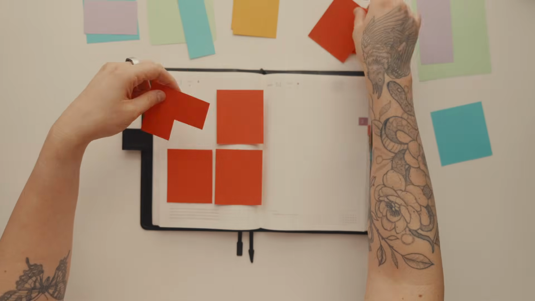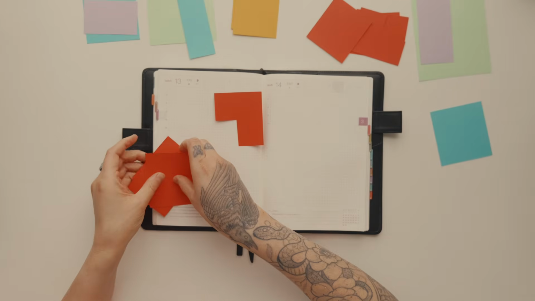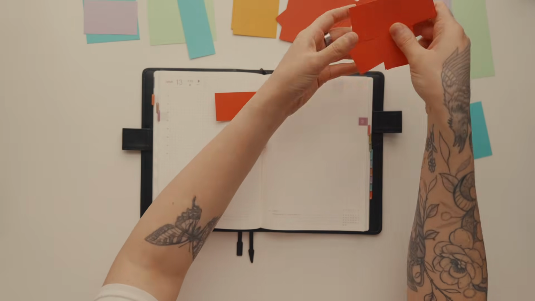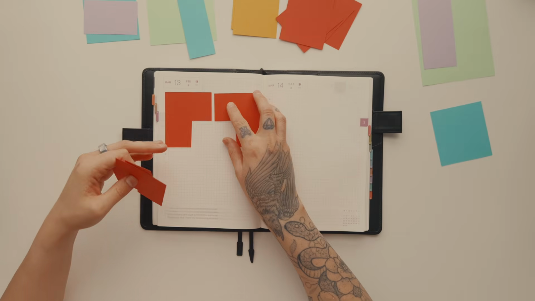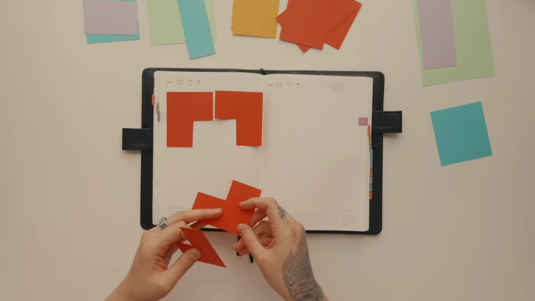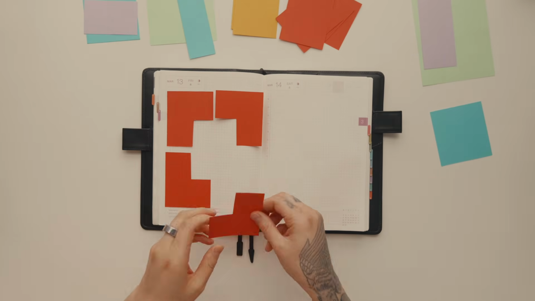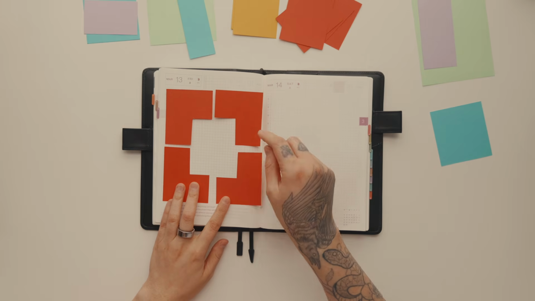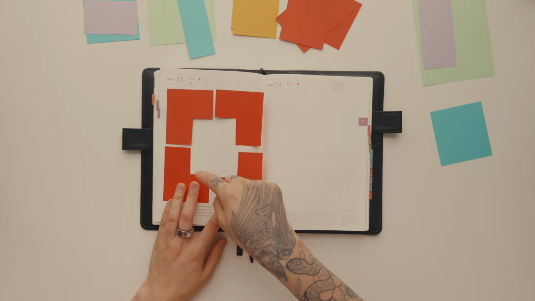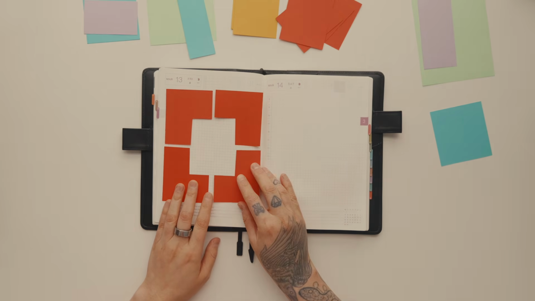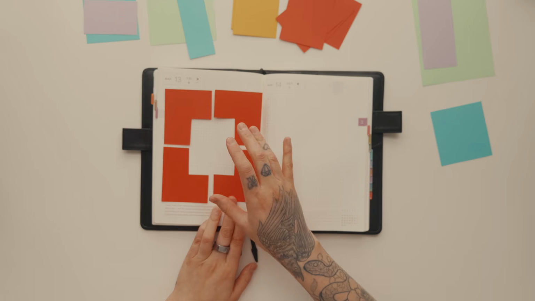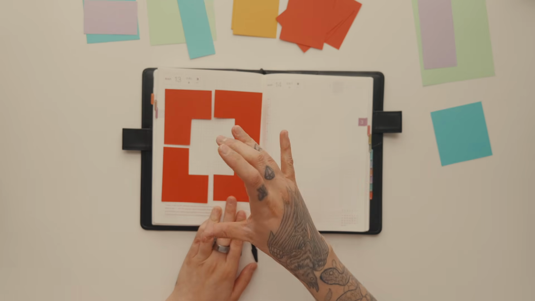Let me show you what I mean. Instead of that, by cutting out a little corner of each square, you now have another square or rectangle in this negative shape. So there are ways to make a layout interesting even with basic shapes and basic structure.